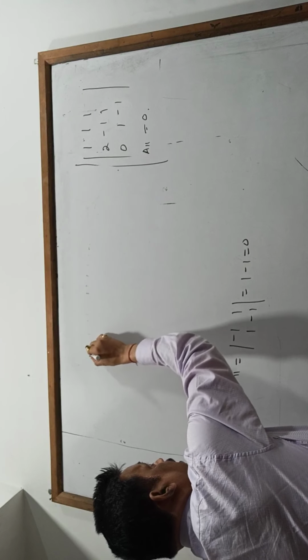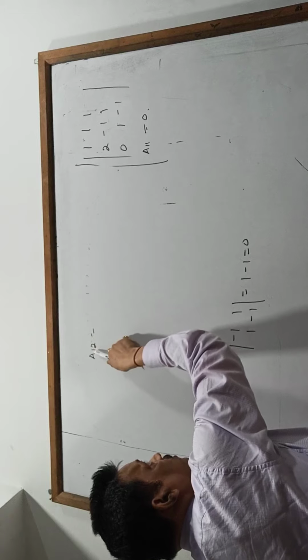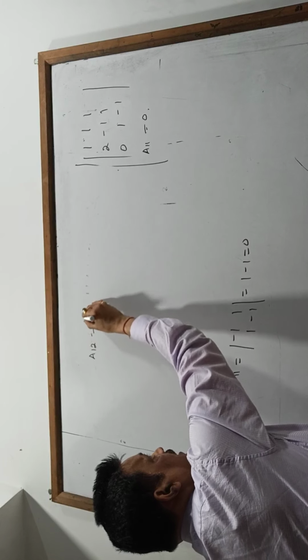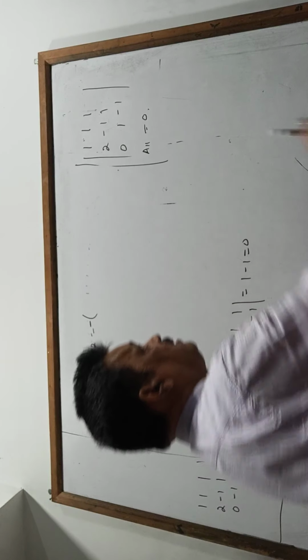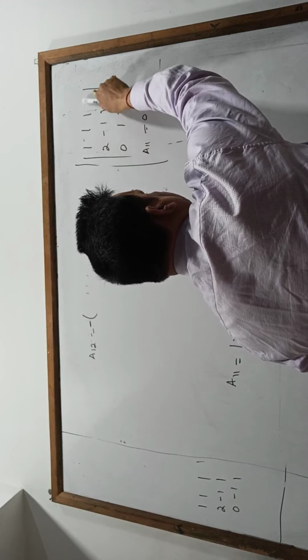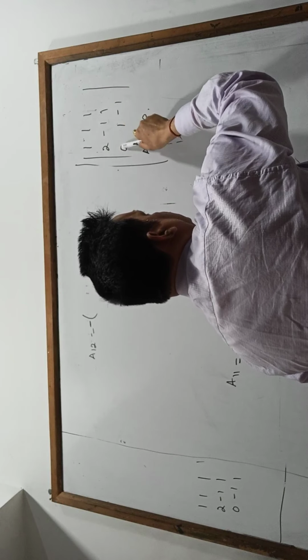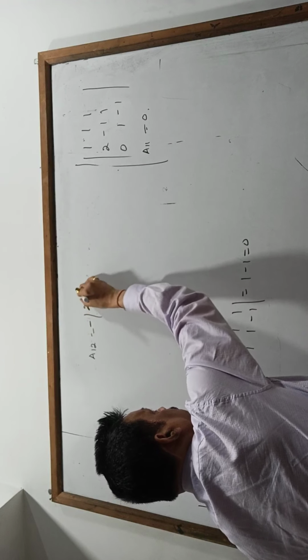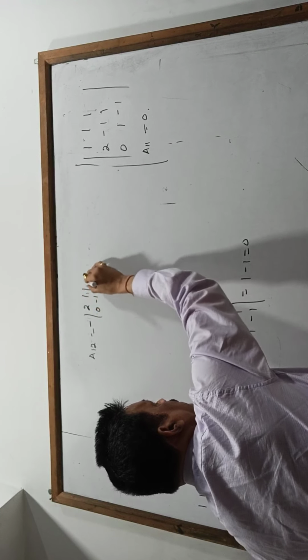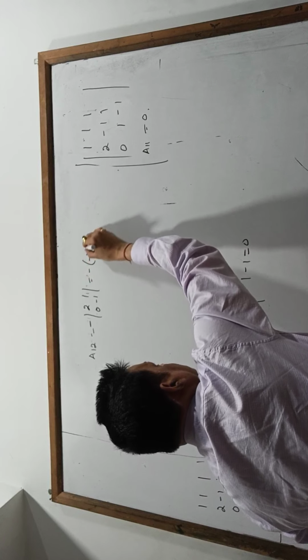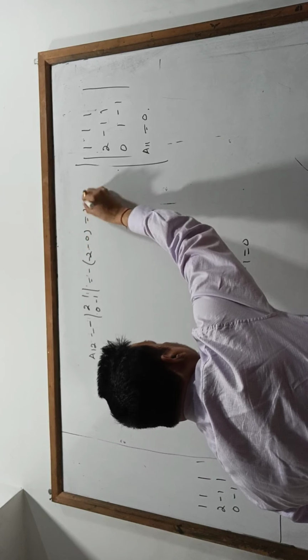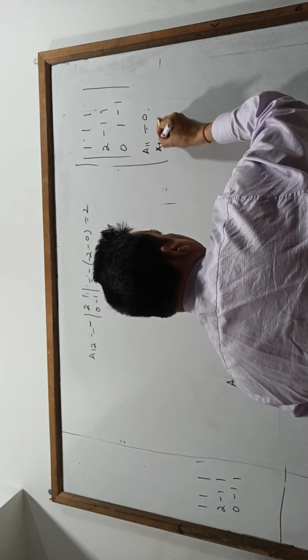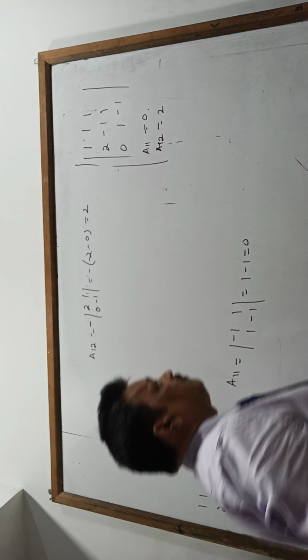What is A12? 12 means odd number, so negative sign. Which place? 1 to is this place. Forget these two lines. We get 2, 1, 0, minus 1. That is minus of (minus 2 minus 0), which is 2. So A12 is 2.